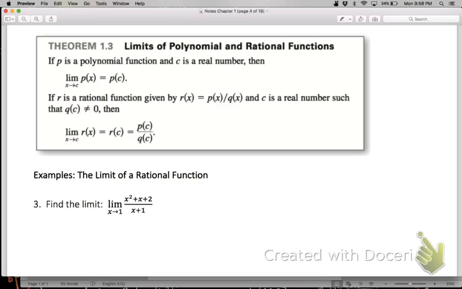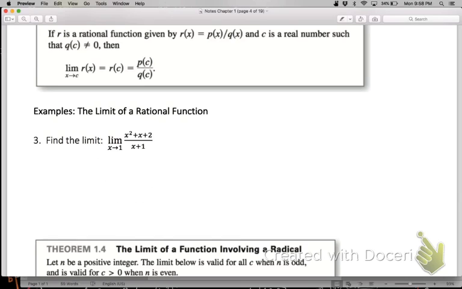So if we look at this third example here, rather than go through all the song and dance of breaking that down using the properties, I can just go straight to substitution. So the way that we can figure this out, this is going to be equal to 1 squared plus 1 plus 2 over 1 plus 1. So that comes out to 4 over 2, which is simply 2.